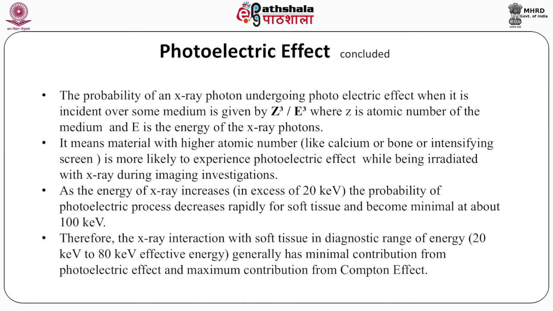The probability of an X-ray photon undergoing photoelectric effect when it is incident over some medium is given by Z cubed divided by E cubed, where Z is the atomic number of the medium and E is the energy of the incident X-ray or gamma ray photons. It means material with higher atomic number like calcium or bone or intensifying screen in medical imaging is more likely to experience photoelectric effect while being irradiated with X-ray during imaging investigations, since they have higher atomic number.